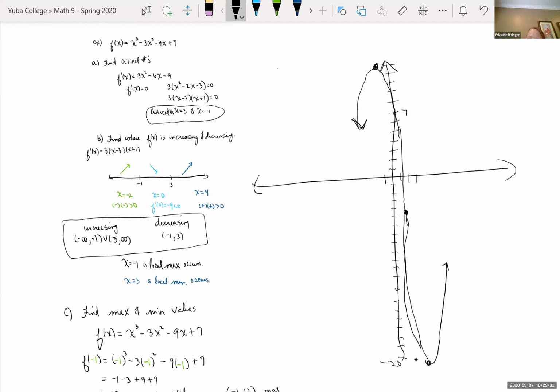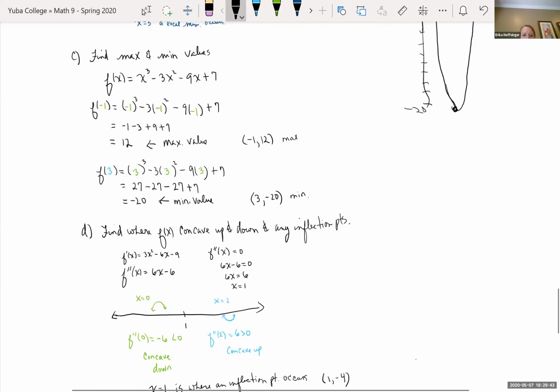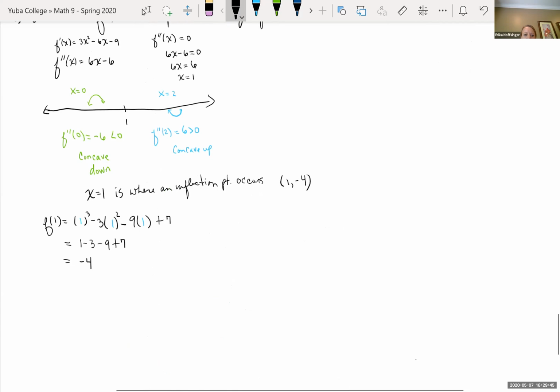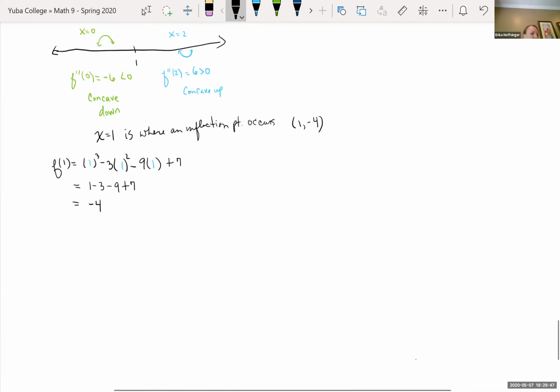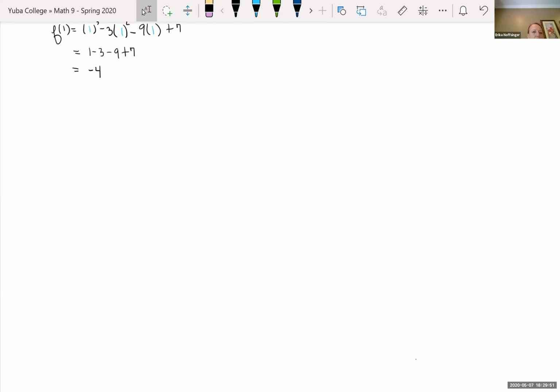I can't, it's hard to draw. There we go. Okay. So let's look at some integration.